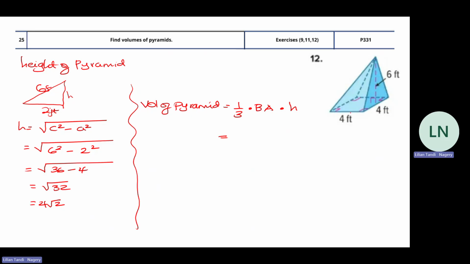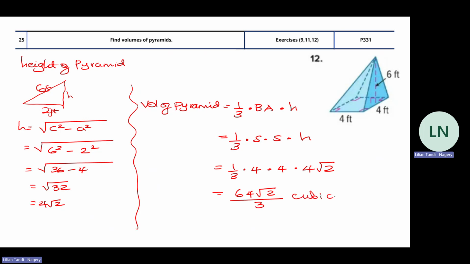What is your base? Your base is a square. So you have 1/3 multiplied by S squared multiplied by height. So you're going to have 1/3 multiplied by 4 multiplied by 4 multiplied by 4 root 2. This should give you 64 root 2 over 3 cubic feet.